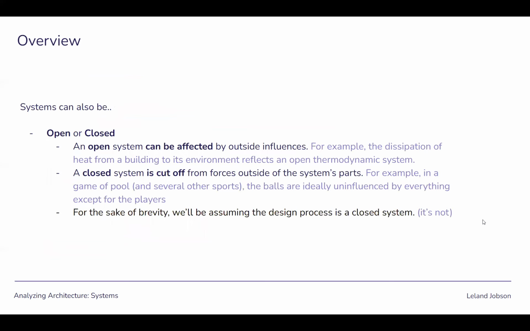Here's a little bit more about systems, although this won't be brought up through the lecture: open and closed systems. It's about causality. So an open system can be affected by outside influences, and a closed system is cut off from forces outside of the system's parts. So when you play pool, that's theoretically a closed system, but there are caveats such as the humidity that can affect the play, the boards, the table setting, all that kind of stuff.